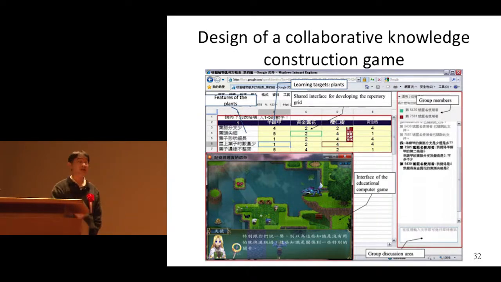interactive behavior. One group learns with this game and also with this table, and they can discuss while they try to get the information and fill in this table. The other group did not have this table. They only play the game and make discussion.